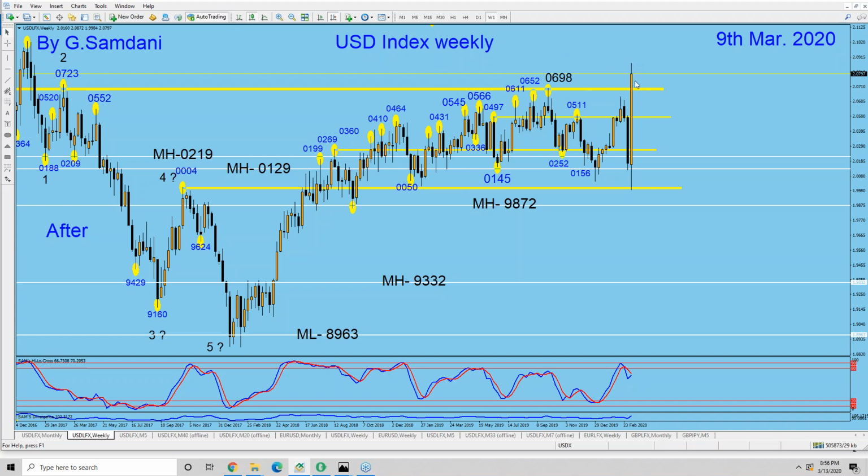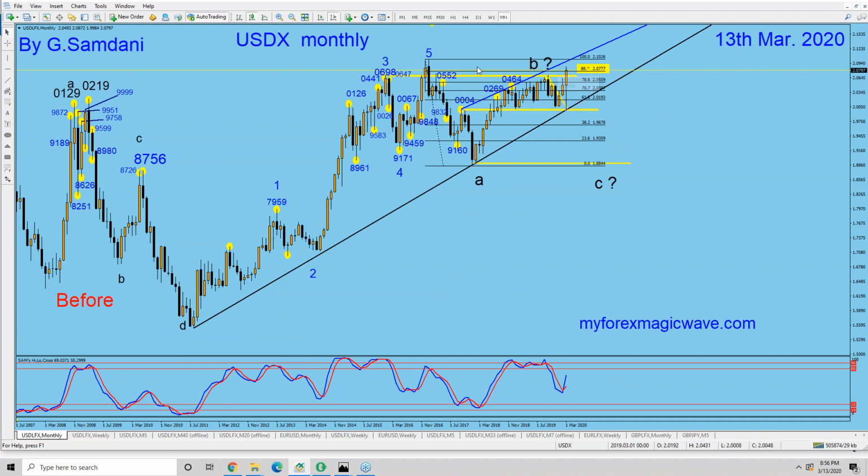So now the next week, I think that it is gonna drop back to this number here, okay, 0698, find support here, and then bounce and go to the upside to the monthly levels of this. What is it? Is it 2.1026? Okay, and may break and then go to the upside. Who knows, right?